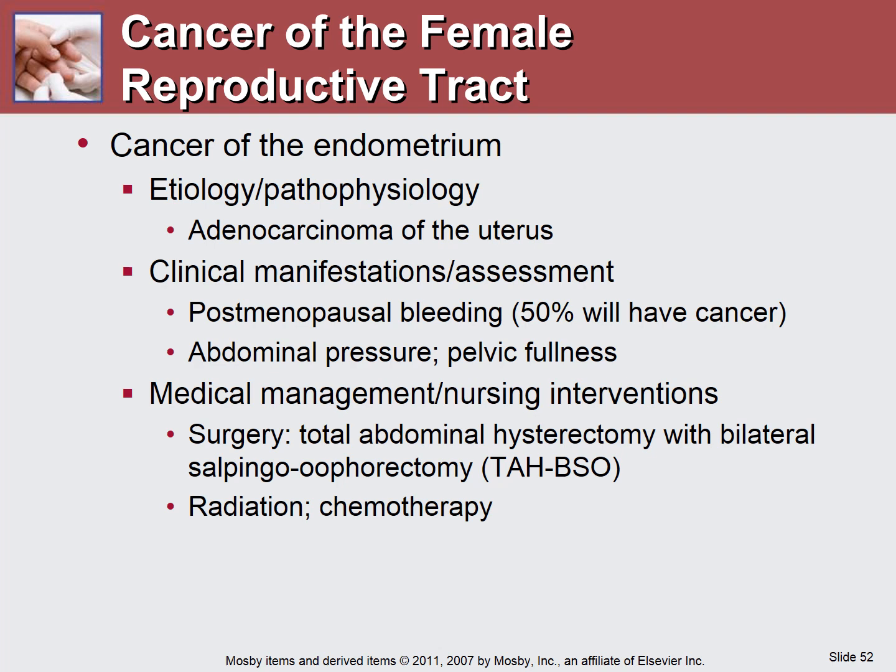We can do a total abdominal hysterectomy with bilateral oophorectomy, so they're removing both of the ovaries as well as the fallopian tubes. There's radiation and chemotherapy. Because there's a vagina, the radiation can be put right in the vaginal cavity to hold it. So that would put you at a position where we make sure we log roll the patient well.